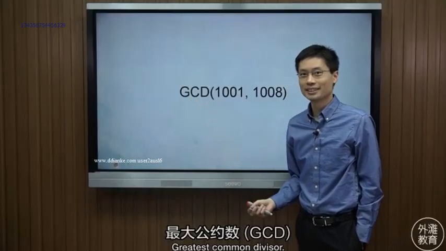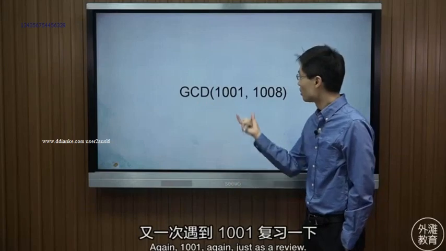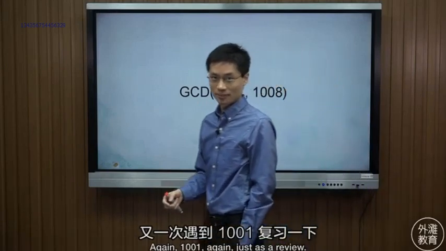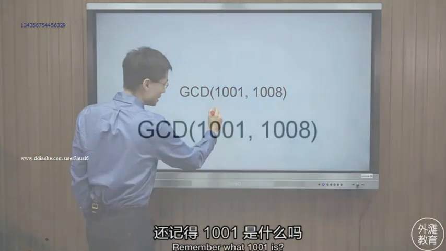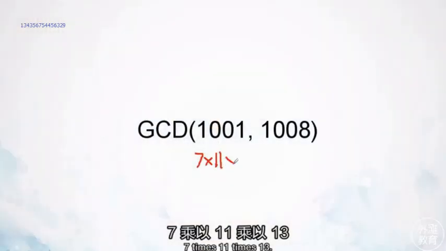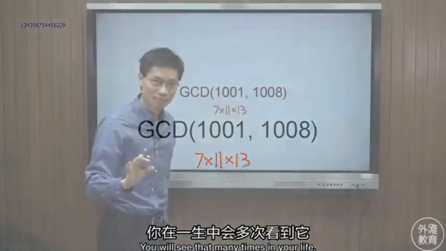Greatest common divisor. Again, 1001. Again, just as a review. Remember what 1001 is? 7 times 11 times 13. You will see that many times in your life.